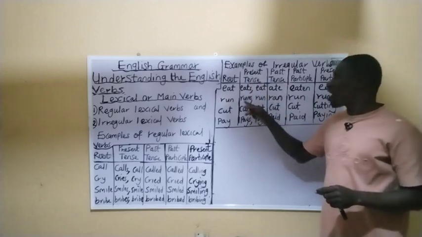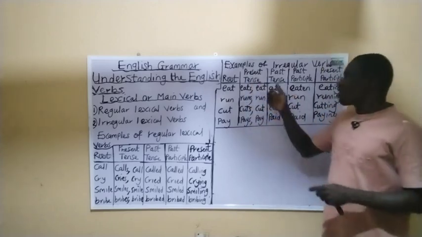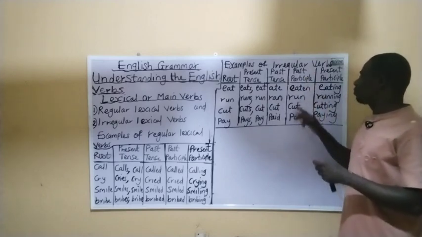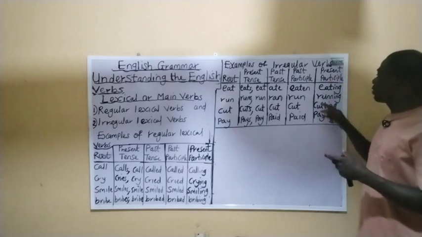Then we have the verb run. The present tense, we have runs as the singular present. We have the plural present, run. We have the past tense, ran. We have the past participle, run. We have the present participle, running.